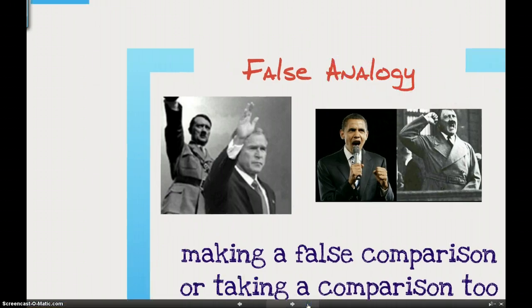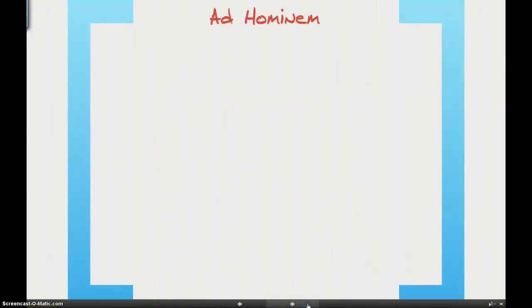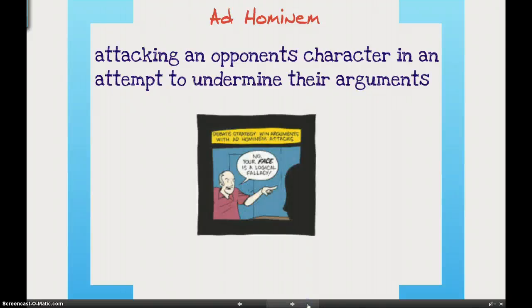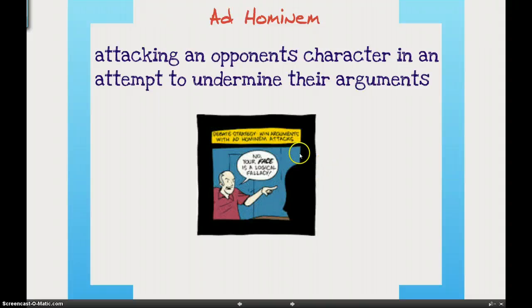Moving on from there. Next we have ad hominem. This is a very common one. Attacking an opponent's character in an attempt to undermine their arguments. This again is similar to our last one. So, debate strategy, win arguments with ad hominem attacks. Your face is a logical fallacy. So you see that this is an example of someone attacking a person rather than their arguments.